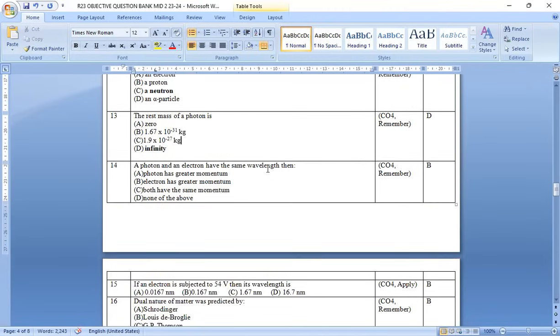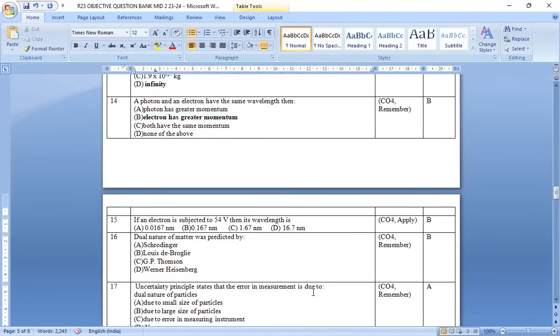A photon and an electron have the same wavelength, then electron has greater momentum. Option B is the correct answer. And then if an electron is subjected to 54 volts, then its wavelength is option B, 0.167 nanometer. Dual nature of matter was predicted by option B, de Broglie, Louis de Broglie.